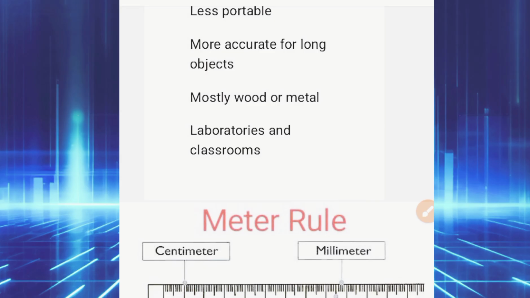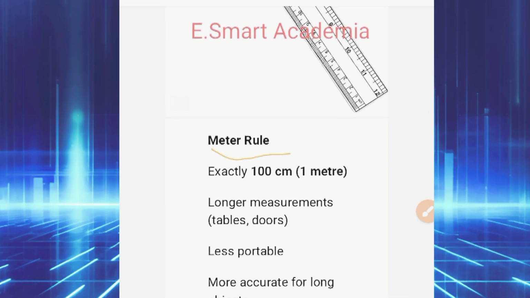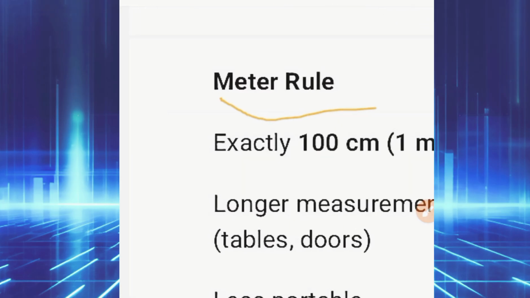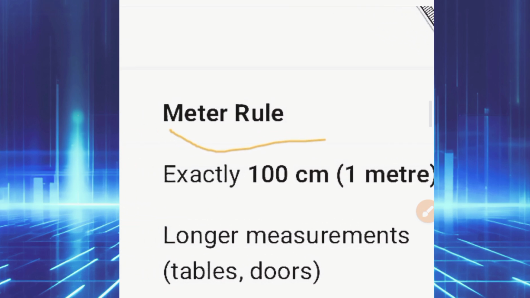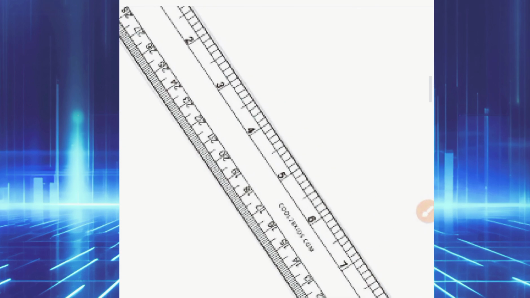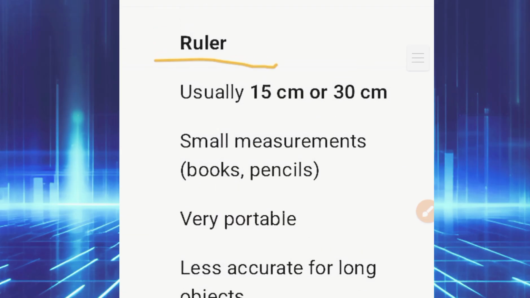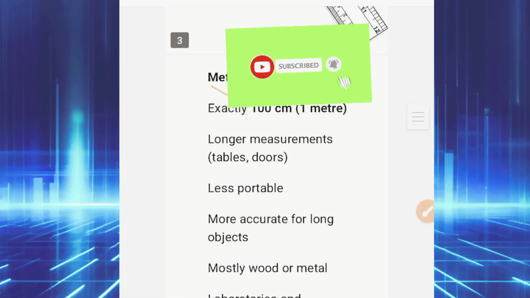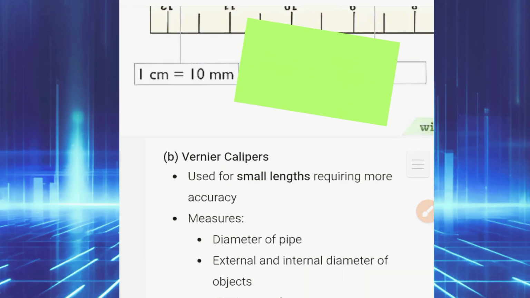So 1 cm is 10 millimeter. 1 cm is 10 millimeter. So the measurement of meter rule is 100 cm, which is 1 meter, while that of ruler is 30 cm. Don't forget please. Another thing that we are going to look into is called vernier calipers.